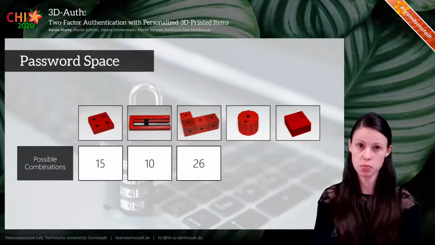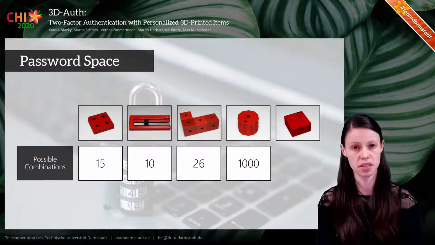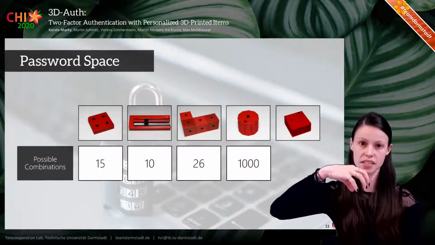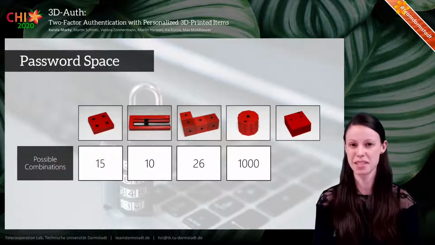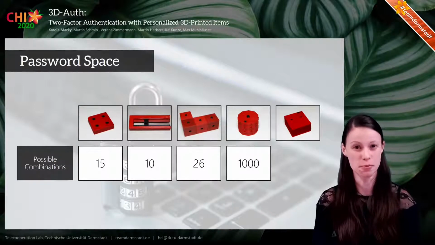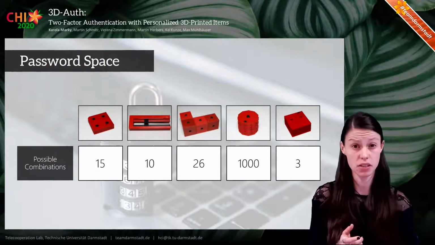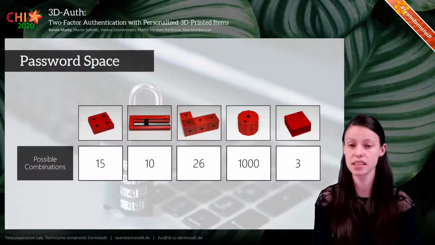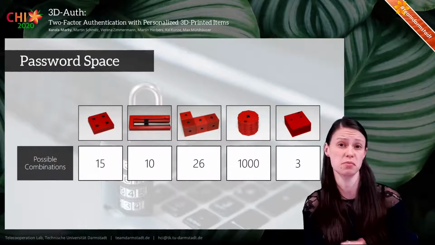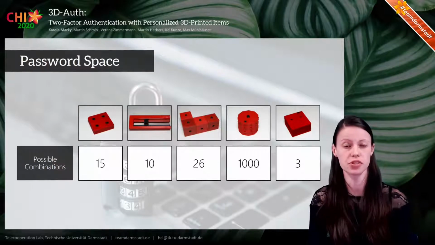The combination lock has by far the largest password space with 1000 possible combinations. Each layer has 10 possible positions and there are 3 layers. Finally, the water tank has the smallest with only 3 possible combinations, since we can recognize 3 different amounts of water. And as you can see, this is not practical from a security point of view, because it won't take really long to perform a brute force attack on the water tank.